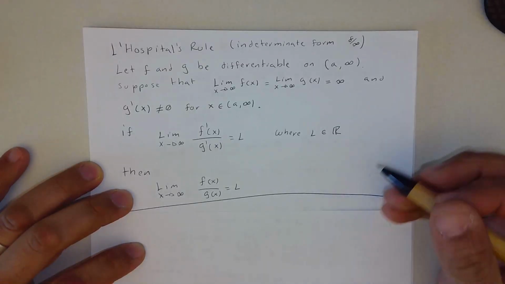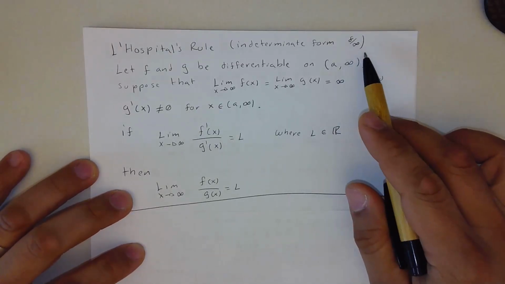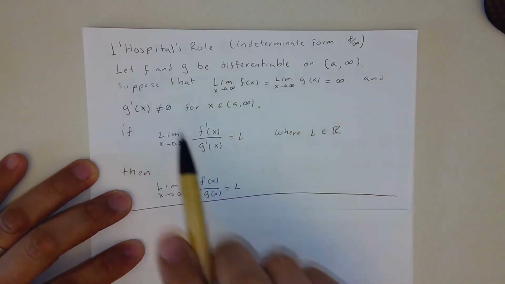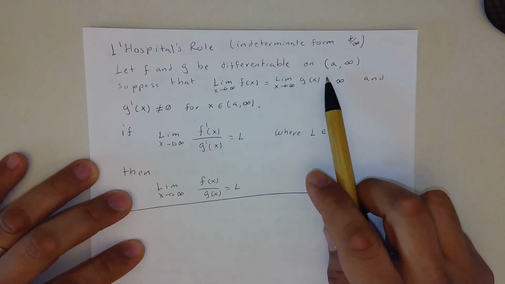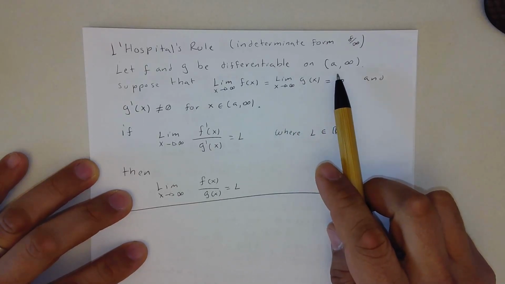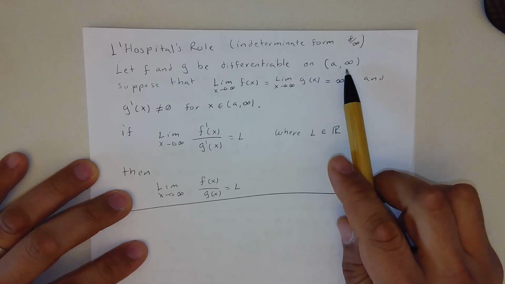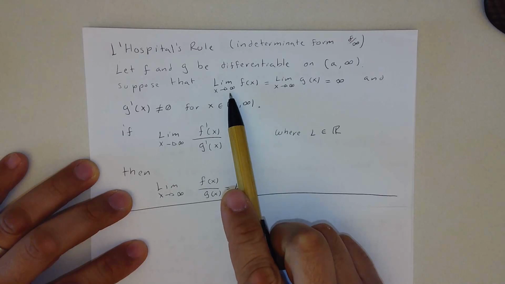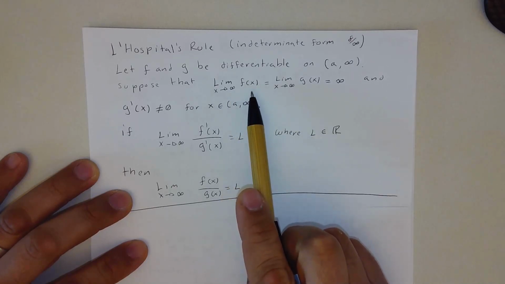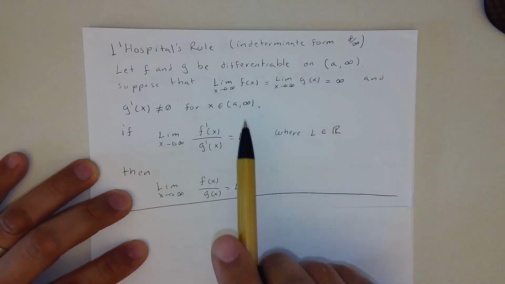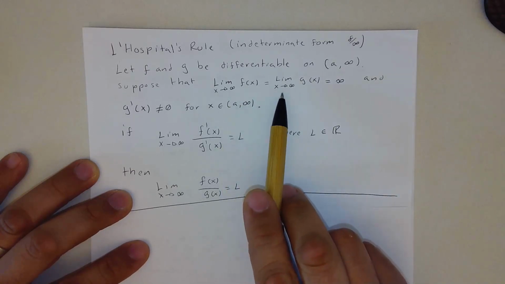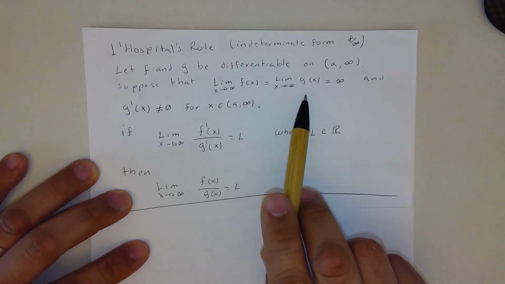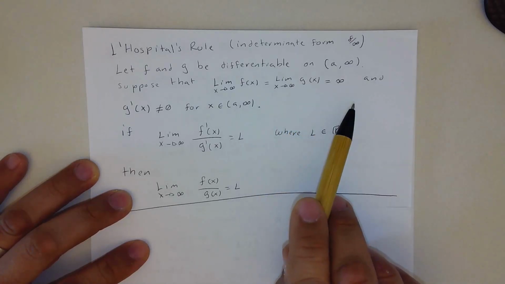This is the L'Hospital rule for the indeterminate form infinity over infinity. The theorem says: let f and g be differentiable on the open interval from a, a number in the real line, to infinity. Suppose that the limit of f of x when x tends to infinity is the same as the limit of g of x as x tends to infinity, both being infinity.